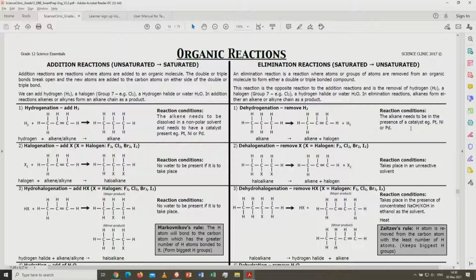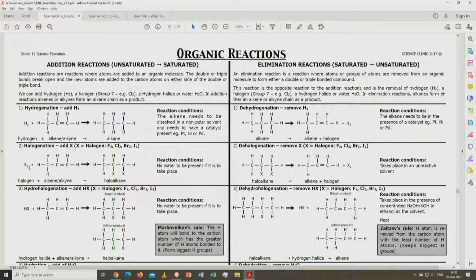And these are the conditions of the reaction. You have to know that. They must be in the presence of a catalyst: platinum, nickel, or palladium, and in this case also dissolved in a non-polar solvent, and it needs to have that catalyst. So both are the same. You must just remember that the one you add on, and the other one you remove it.